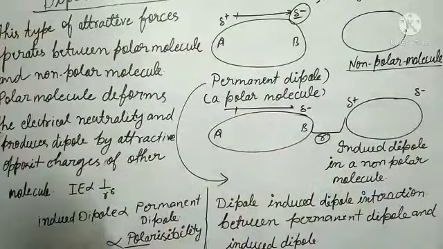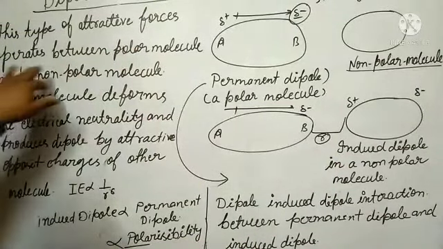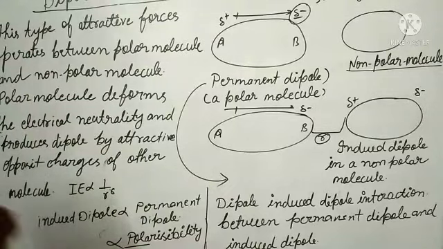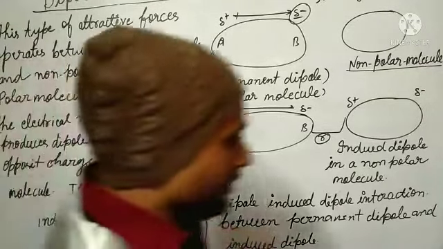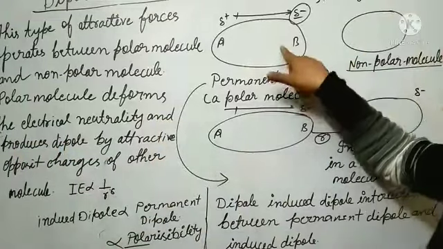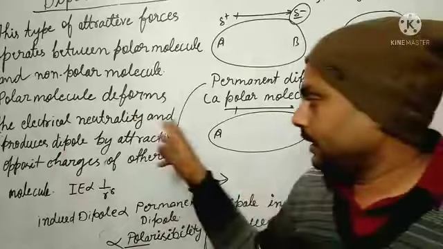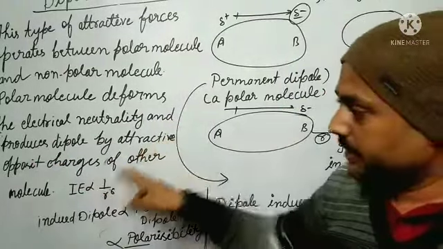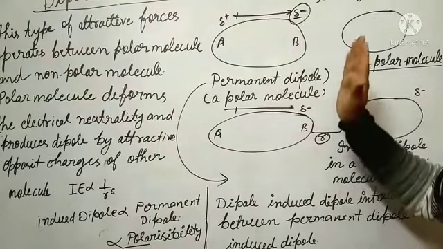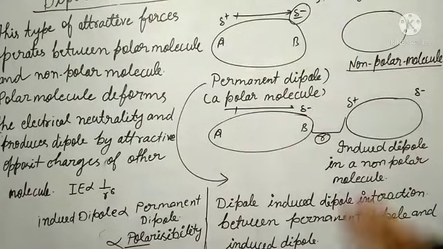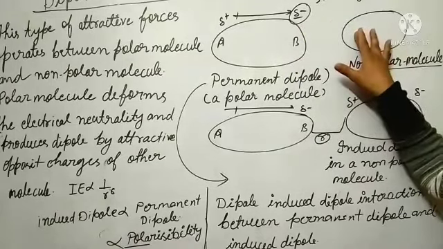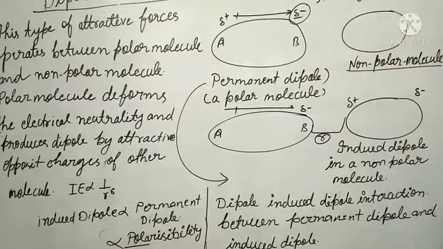Let us come to the point, students. This type of attraction force operates between polar molecules and non-polar molecules. When will this force be developed? The polar molecule deforms the electrical neutrality of the other molecule and produces a dipole by attracting the opposite charge of that molecule. Means the dipole is produced by the molecule having a permanent dipole. How is it produced? By attracting the oppositely charged portion. If this is negative, it would attract the positive portion of the other, and a dipole will be induced in this molecule also, and they will attract.